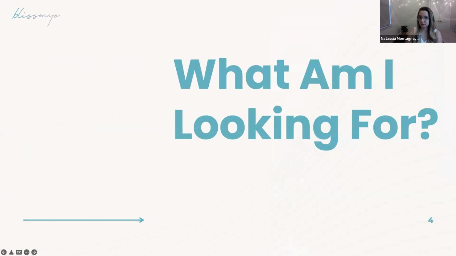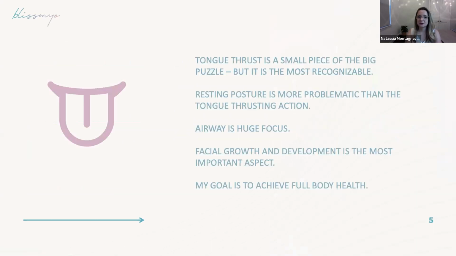So what am I looking for? Okay. So the tongue thrust is a small piece of a big puzzle. The tongue thrust is the most recognizable orofacial myofunctional disorder, but it's just the tip of the iceberg. The bigger picture, the bigger puzzle, or the puzzle as a whole, is the airway. That's the huge focus. Another huge focus is facial growth. So facial growth has everything to do with how we're breathing.